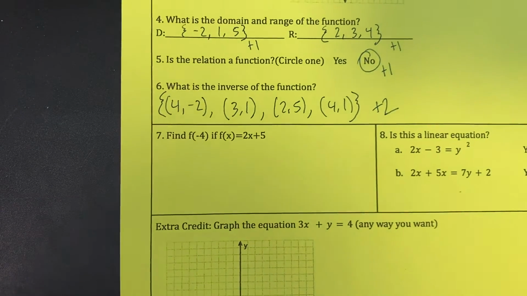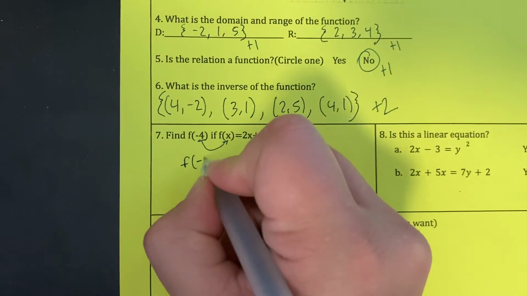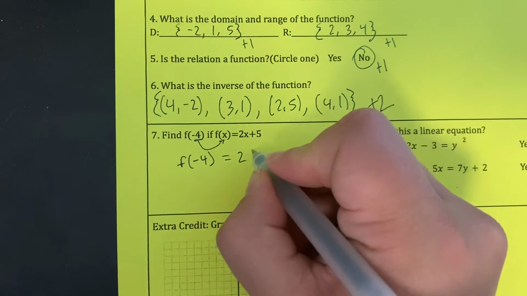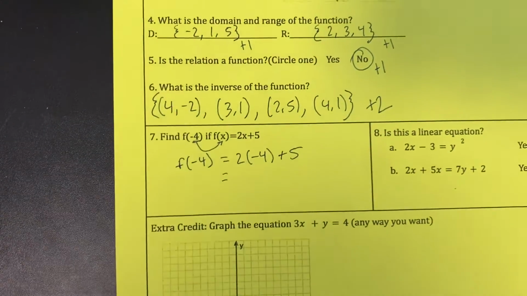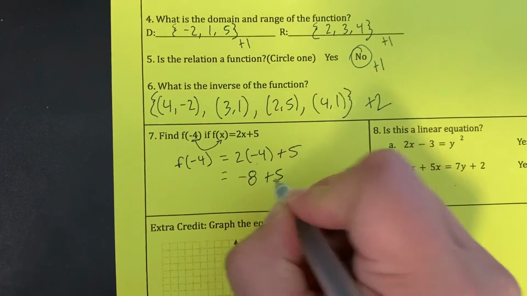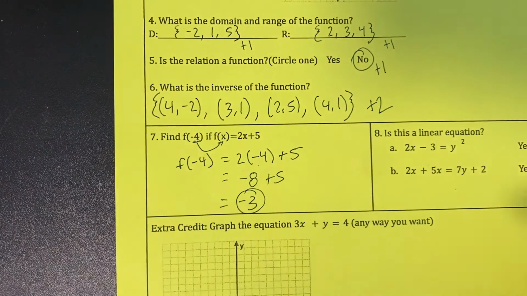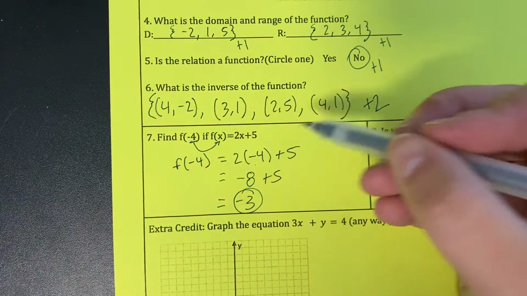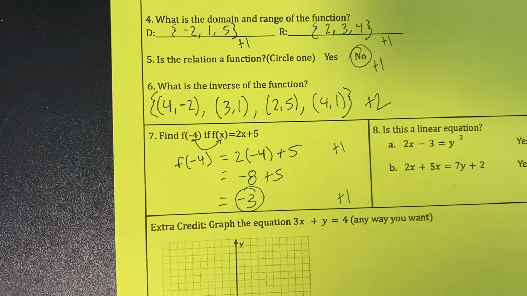Okay, number 7, f of -4. This right here, you were going to put that in for x's. So instead of an x, you were going to have a -4. So now I'm going to solve. Multiplication comes first, so 2 times -4 is -8. We're going to add those together, and we're going to get an answer of -3. If you plugged this into the right place, that is 1 point. If you got the answer in the end of -3, that is 1 point. If you messed one small thing up, please take away 1 point.